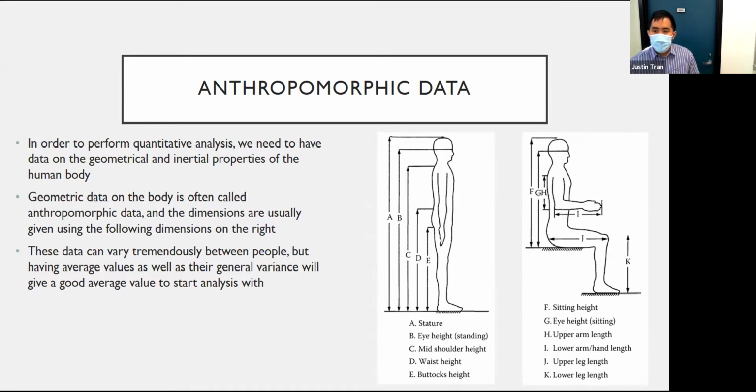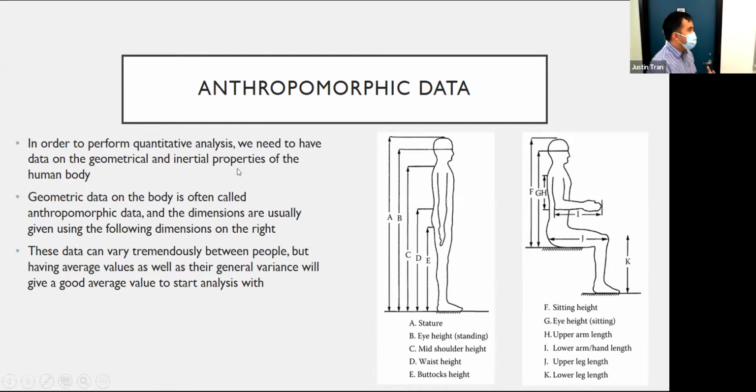When you're looking at anthropomorphic data, it looks something like this, where you have a person and different measurements that are associated with that person. Measurement A here is simply the height of that person. Measurement B goes up to the eyes, so that's the height of that person's eyes. C is shoulder height. D is waist height, and E is the height of your butt. We have similar measurements for a person that's sitting as well.